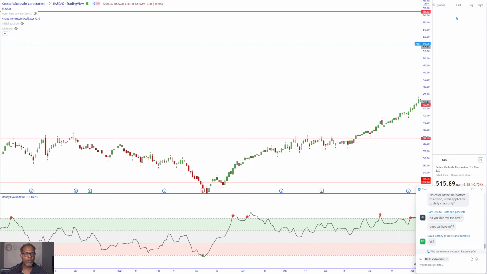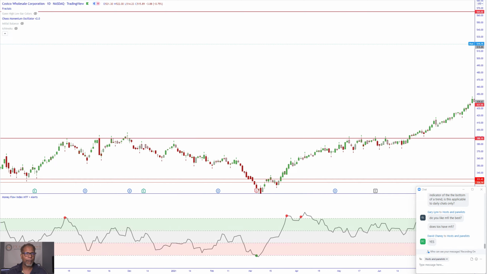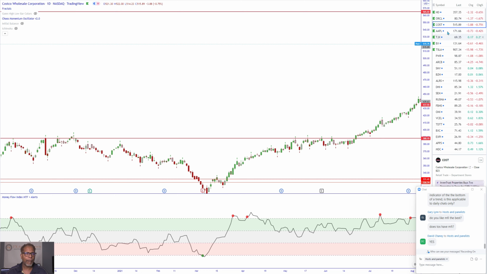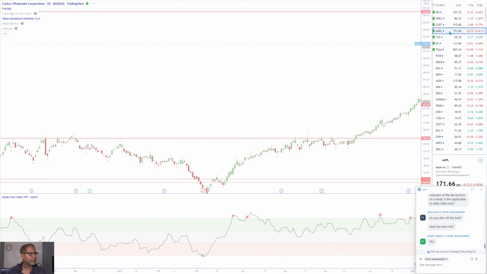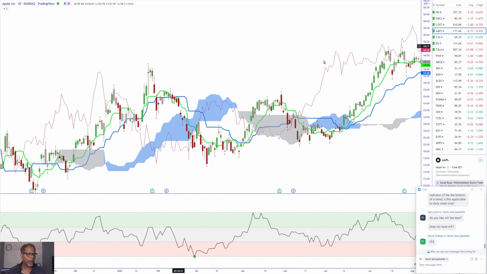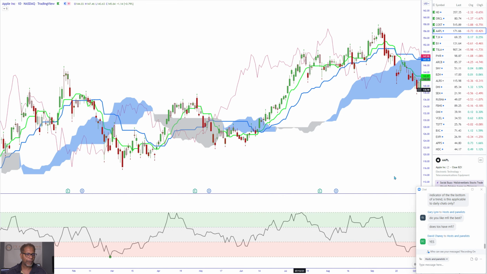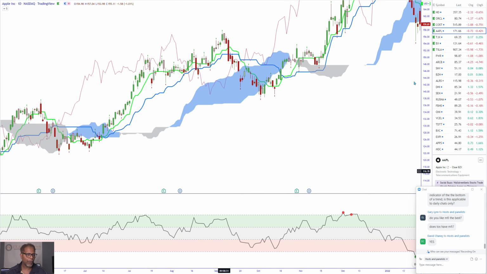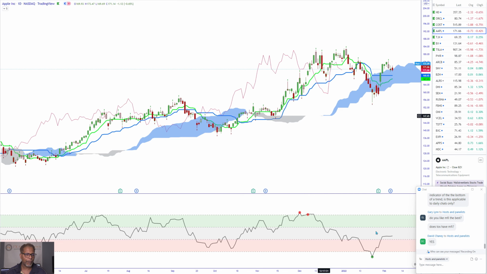So we just did Costco. Let's do Apple. Let's put Ichimoku back. I've been having issues again with my computer. I just got it back too after a couple months ago. So I shouldn't be having any issues, but I am.